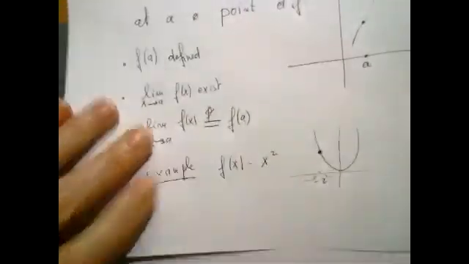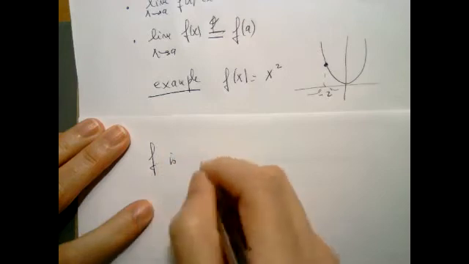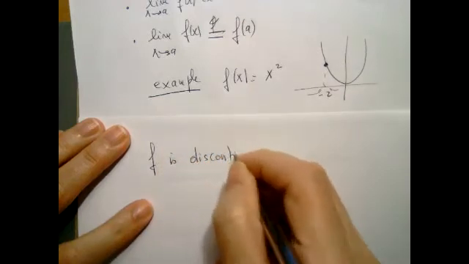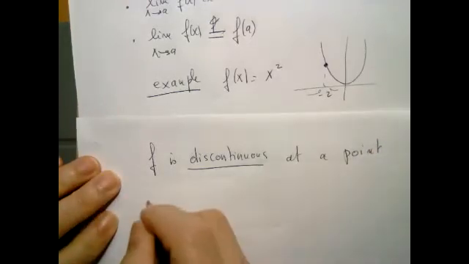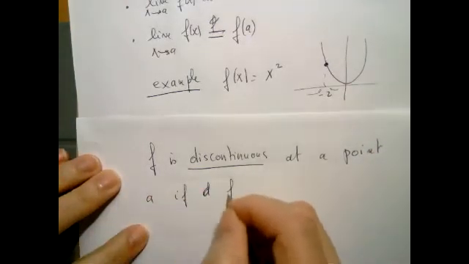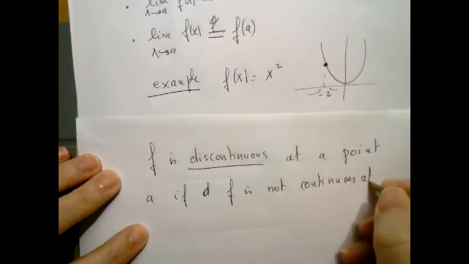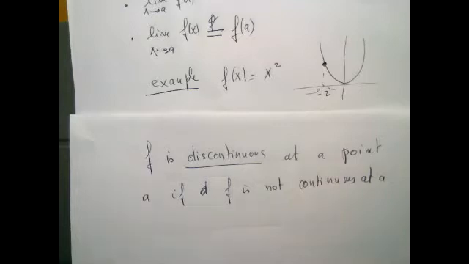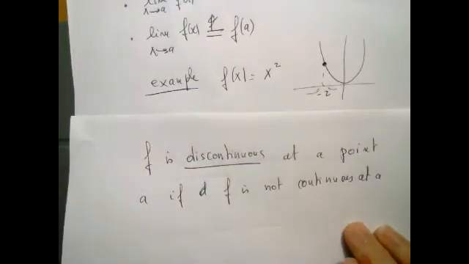Suppose you want to see how a function can fail to be continuous. We need to introduce a word. We say that f is discontinuous at a point a if it's not continuous at this point. So how can a function be discontinuous? Let us study the scenarios and see a graph.